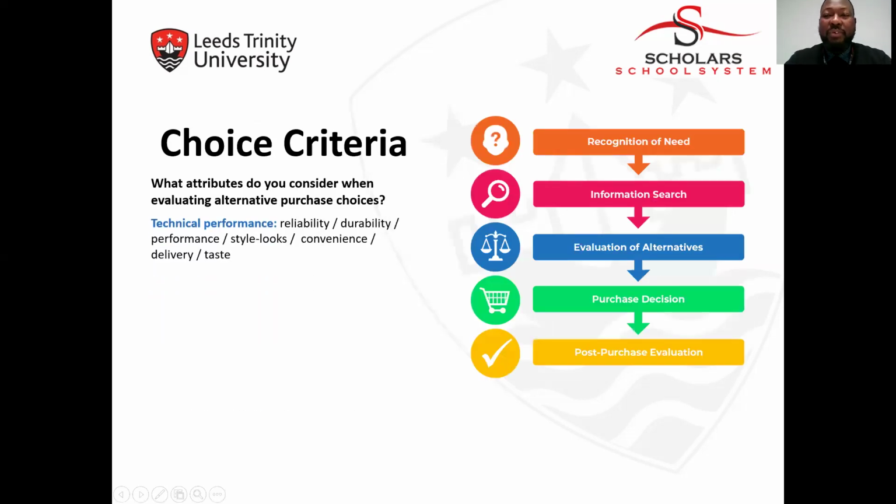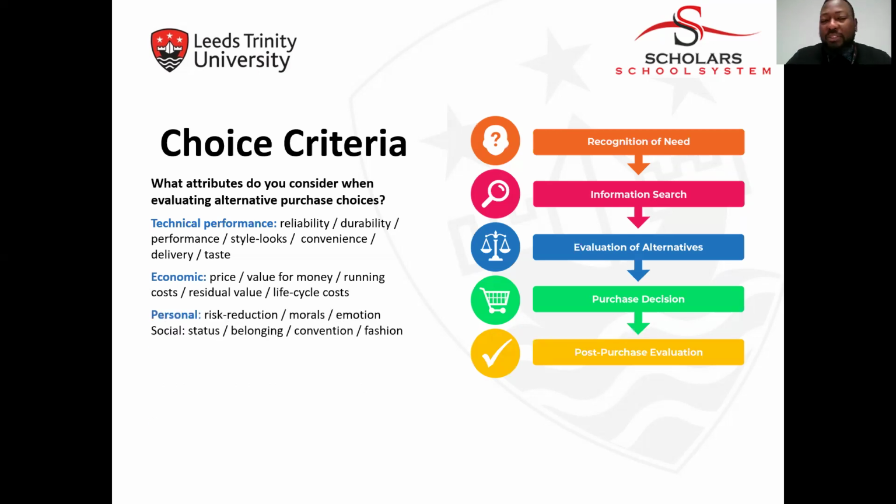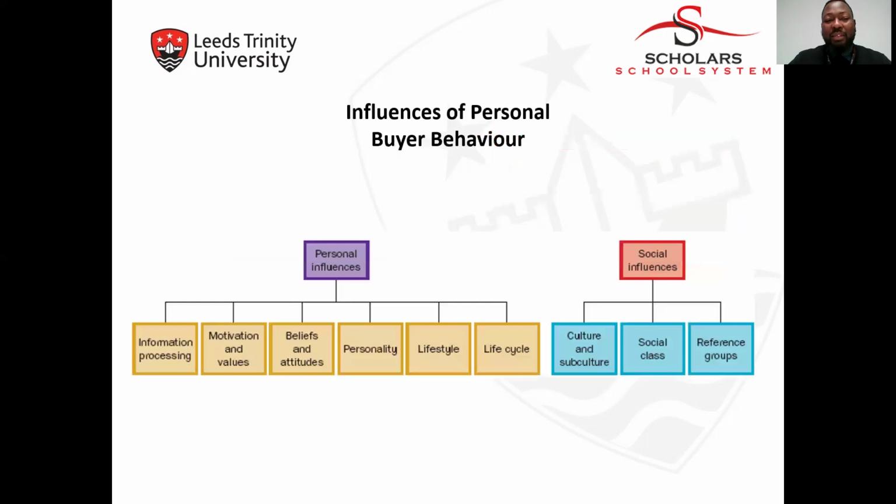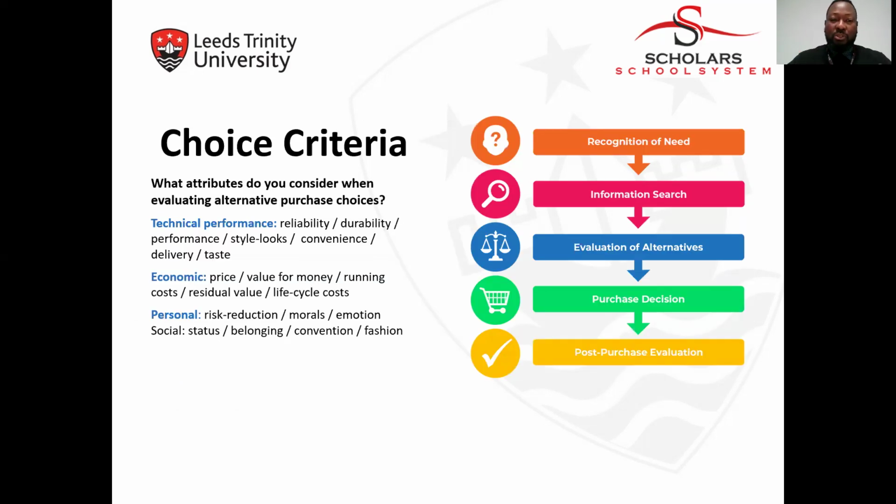Next, we talk about choice criteria, which is closely linked to the consumer buying decision-making process. What are the things that will influence a customer to buy a product? Quality, pricing, peer review, referrals, advertising, incentives. All these are examples, and they fall through each stage of the consumer decision-making process. So you can see there, technical performance, economic factors, personal factors, and these are elements that will influence a consumer's choice.